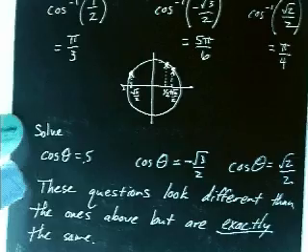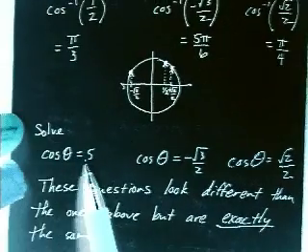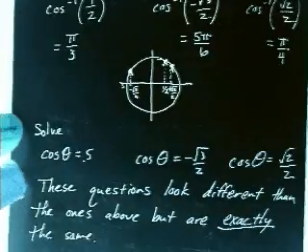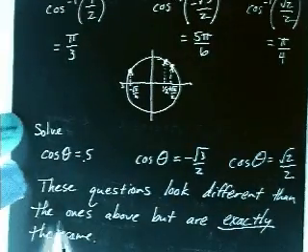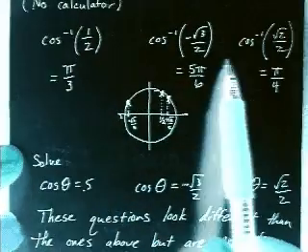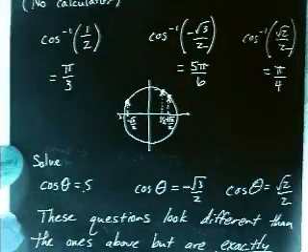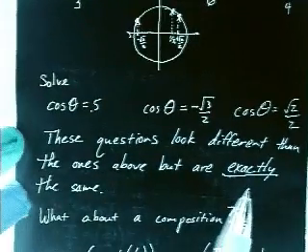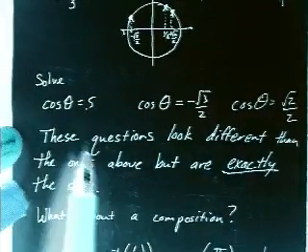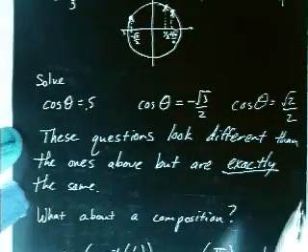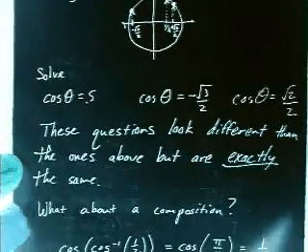These questions right here solve cosine theta equals 0.5, cosine theta equals negative radical 3 over 2, and cosine theta equals radical 2 over 2. These questions look different than the ones that were up here at the top of the screen, but they are not different. They are exactly the same. Because what are you going to do? You're going to invert the cosine all the way through for all of them.